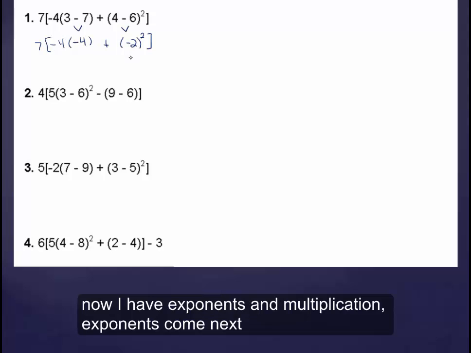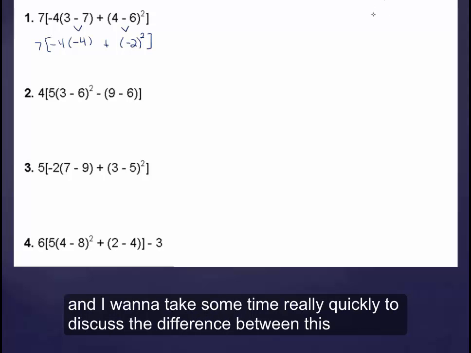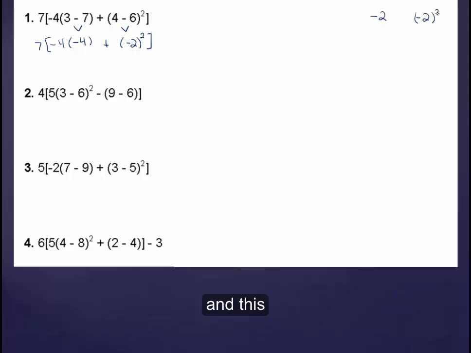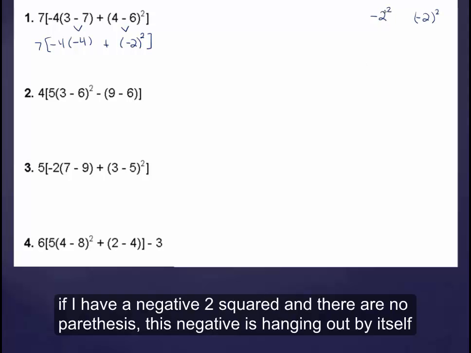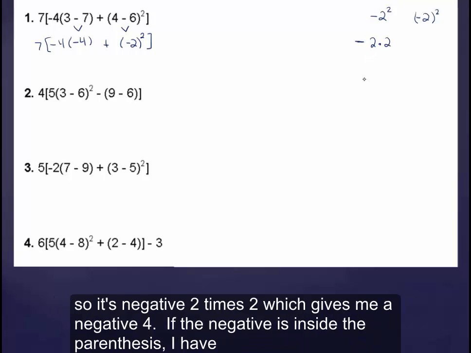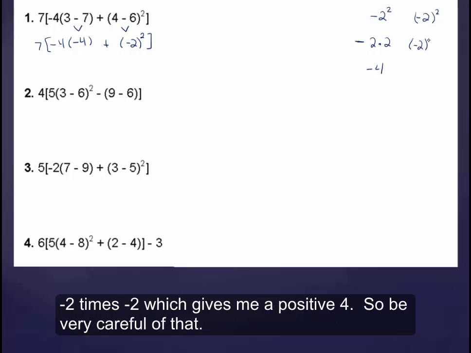Exponents come next. And I want to take some time really quickly to discuss the difference between this and this. If I have a negative 2 squared and there are no parentheses, this negative is hanging out by itself. So that's negative 2 times 2, which gives me negative 4. If the negative is inside the parentheses, I have negative 2 times negative 2, which gives me positive 4. So be very careful of that.